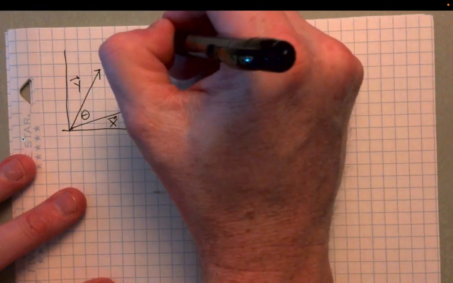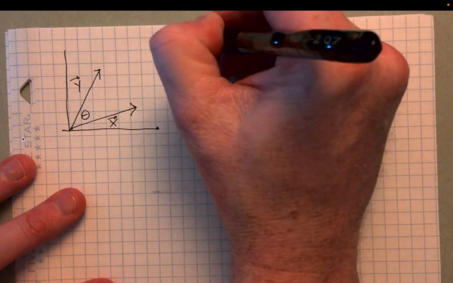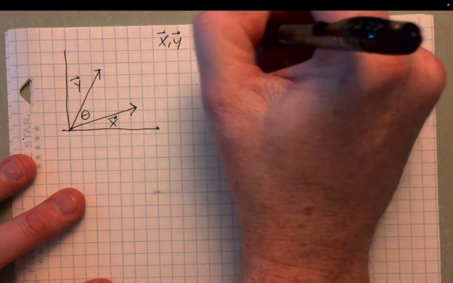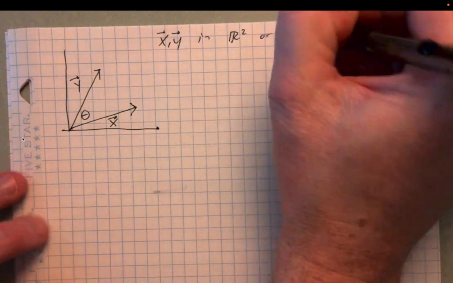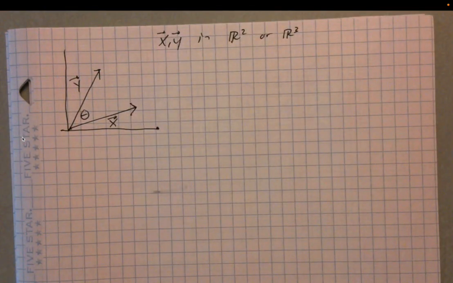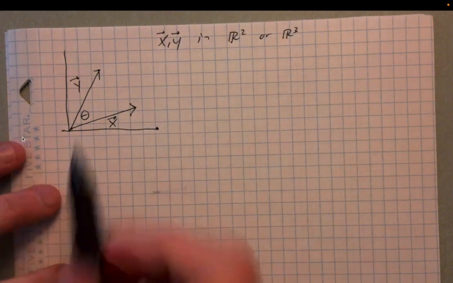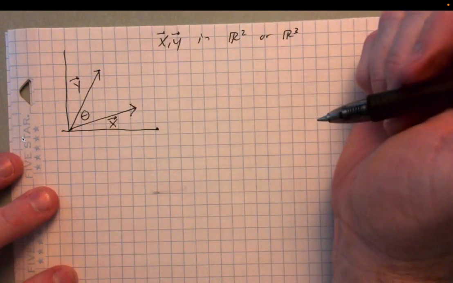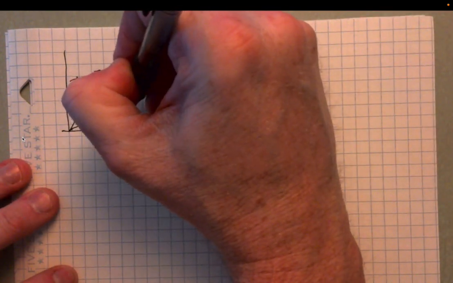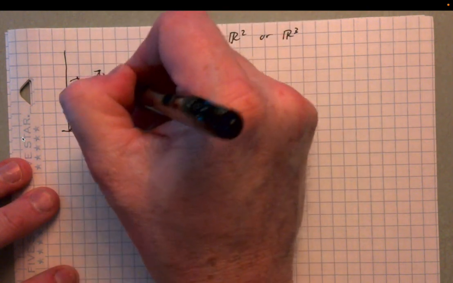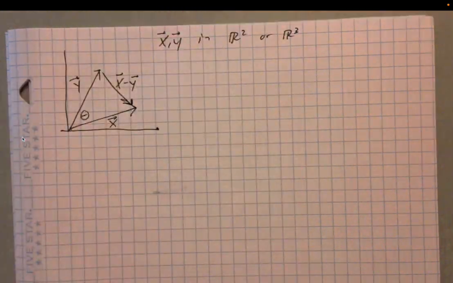Right now we're talking about x, y vectors in R2 or R3, because those are the spatial realms that we're used to. We'll later expand this to Rn in general, but let's start here. So let's say I have these two vectors drawn like this, and I've got a third vector between the two, which I can just call x minus y.